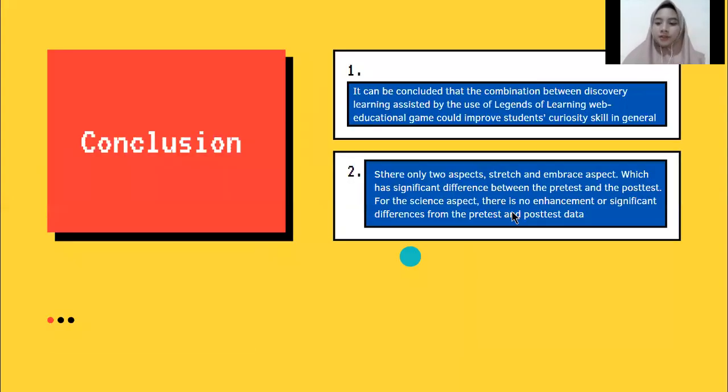So we come to my conclusion here. It can be concluded that the combination of discovery learning assisted by the use of the Legends of Learning web educational game could improve students' curiosity skill in general. But there are only two aspects, stretch and embrace, which have significant difference between the pre-test and the post-test. And for the science aspect, there is no enhancement or significant difference between the pre-test and the post-test data.